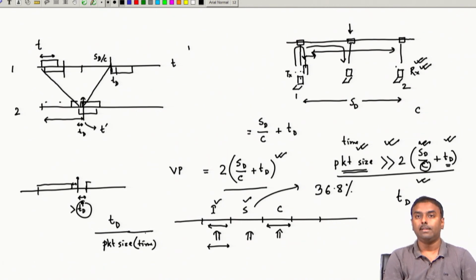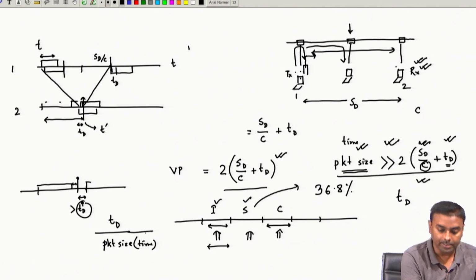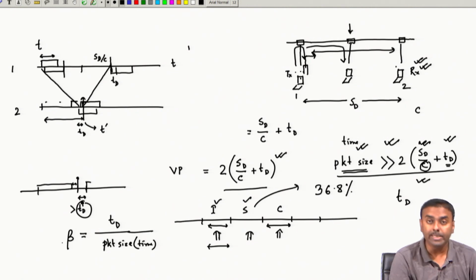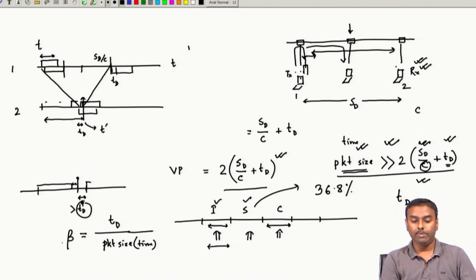By this factor I will be able to reduce. So, if I call this beta, with a beta factor I will be able to reduce my wastage due to idle period. That will eventually increase my overall throughput. So, that will always be happening.